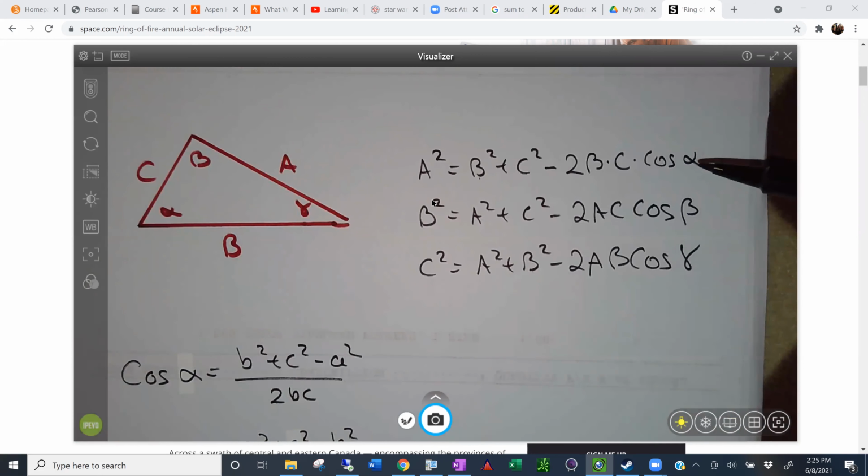Now, this does default to the Pythagorean theorem if you have a 90-degree angle, because the cosine of 90 would be 0. So all those terms would just disappear.